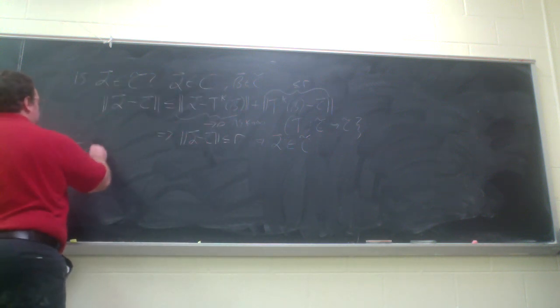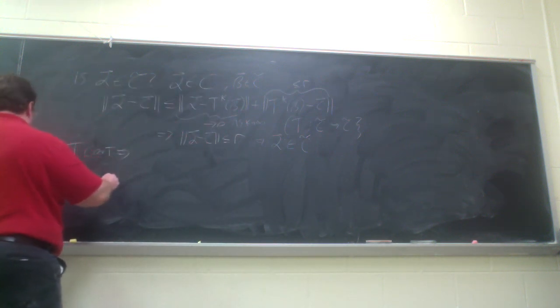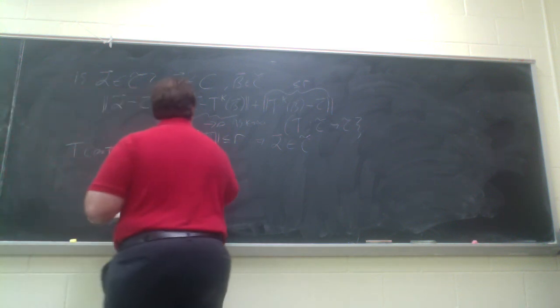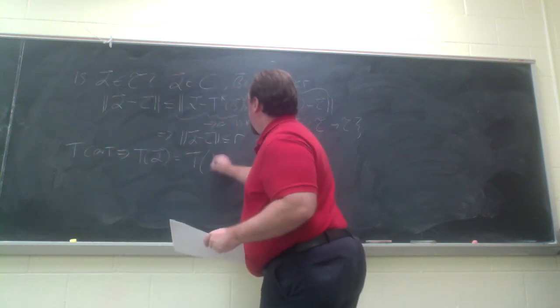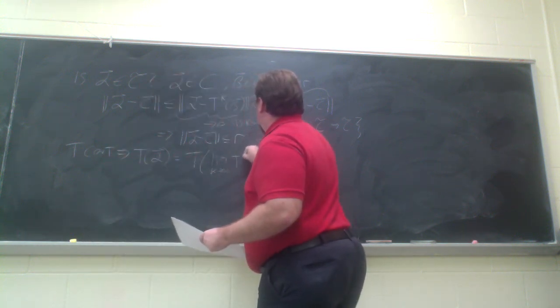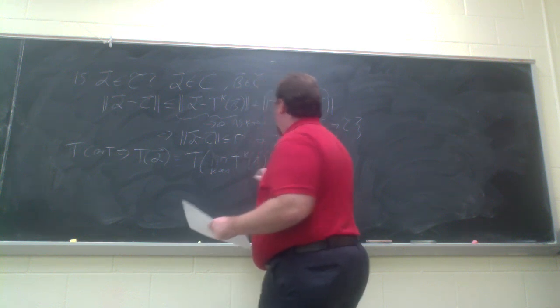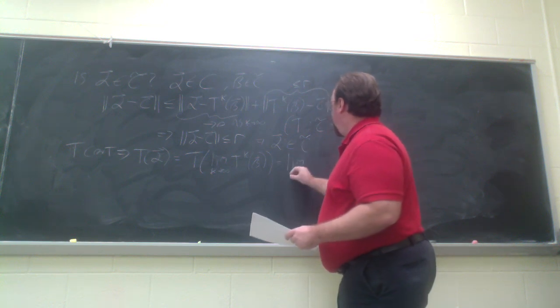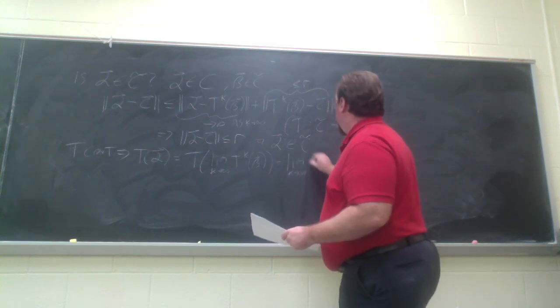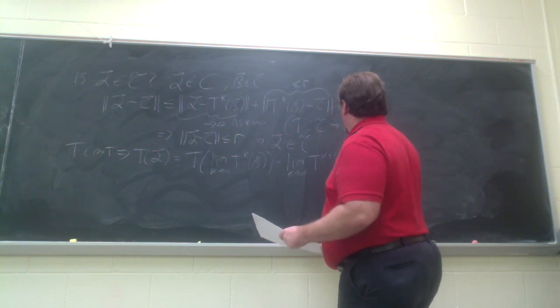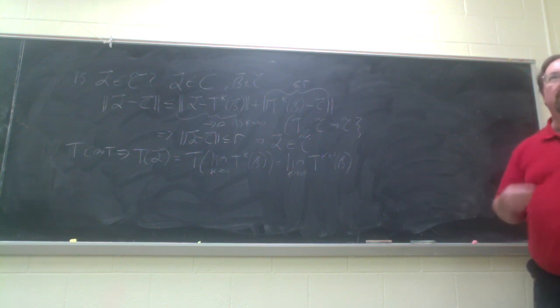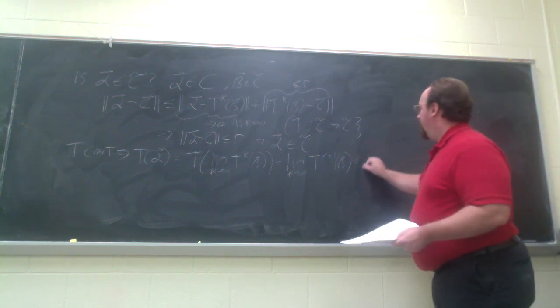Next, T is a continuous mapping. So if I look at T of alpha, that's the same as T of the limit as k goes to infinity of T to the k beta. But I can move the T inside because T is continuous. So now I get T to the k plus 1 of beta. But the limit of T to the k is the same as the limit of T to the k plus 1, so that's still going to be alpha.